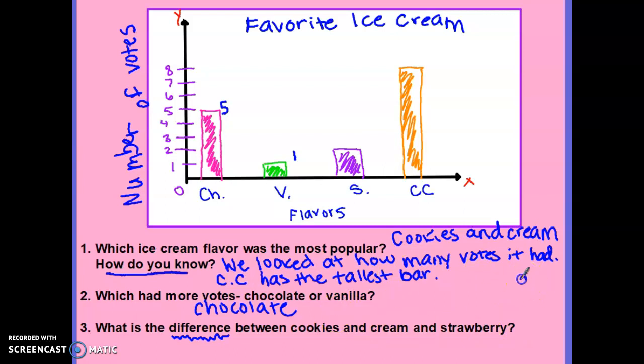Well, let's see. Cookies and cream has 8. Right, let me go back. Cookies and cream had 8. Let me write that down. And I'm comparing it to strawberry. Strawberry had 2. So if I'm trying to find the difference, like we said, that would be subtraction. So I'm going to subtract these out. 8 minus 2 is 6. So what is the difference between cookies and cream and strawberry? I'm going to say 6 votes. That's the difference. Let's look at another one.